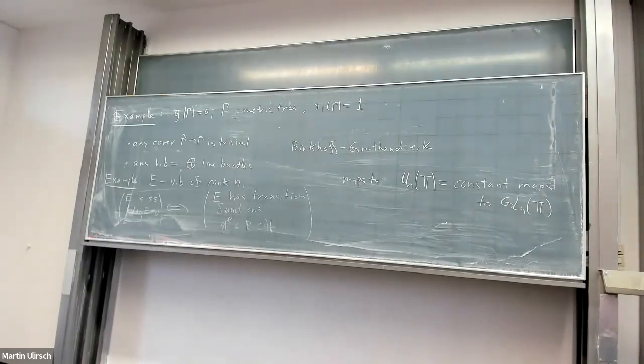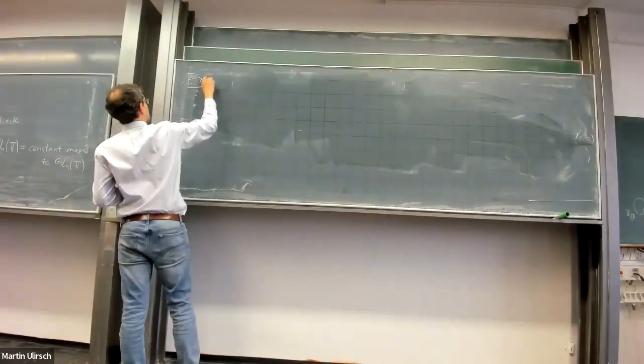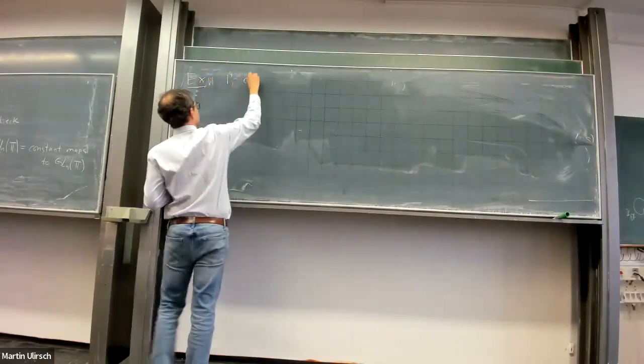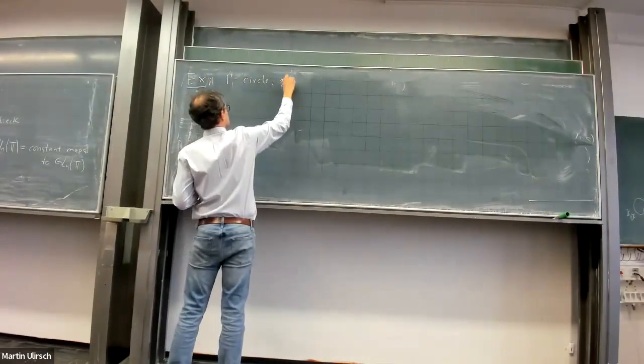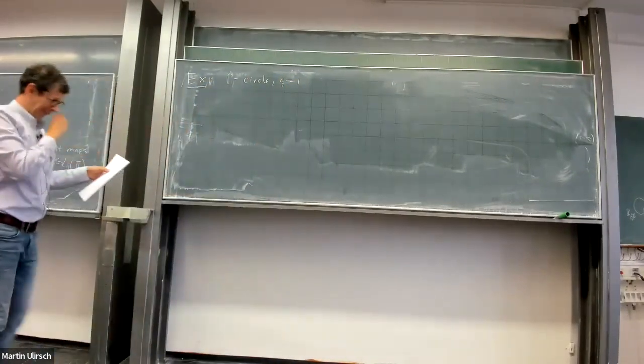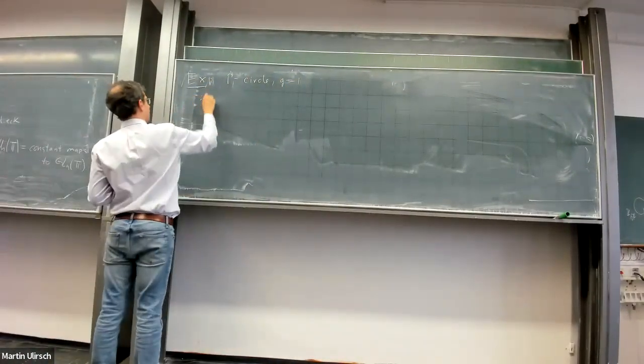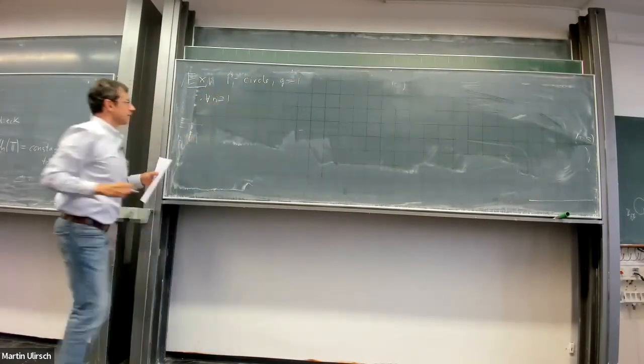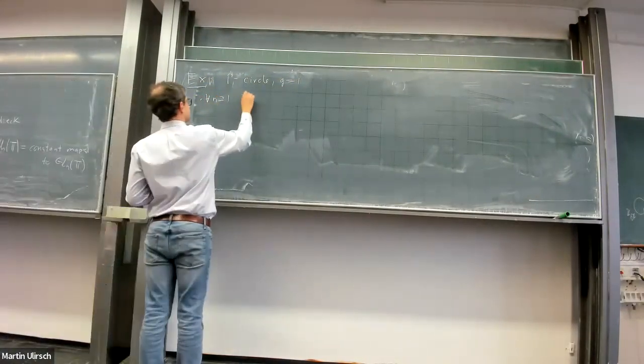Okay, so let's say that gamma is a circle, and the genus is therefore 1. And then for any n greater than or equal to 1, there is a unique connected cover.